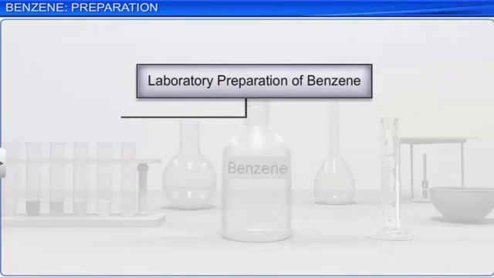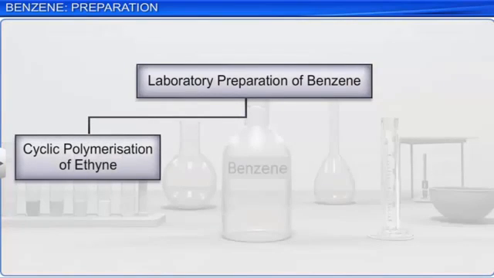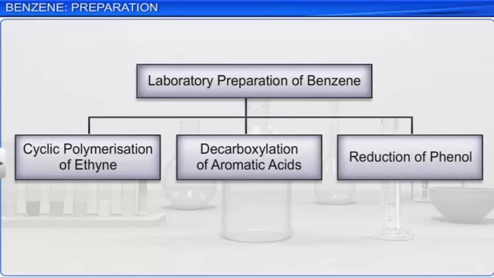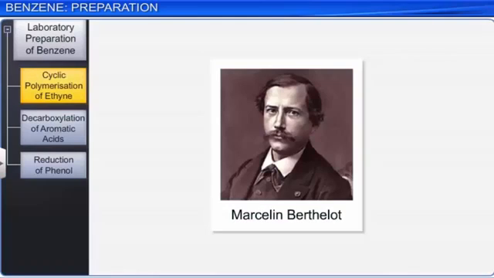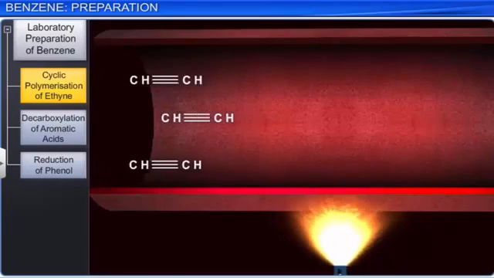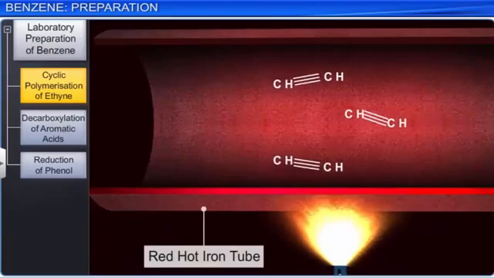Cyclic polymerization of ethyne, decarboxylation of aromatic acids, reduction of phenol. Let's look at the cyclic polymerization method. Benzene was first synthesized by Marcellin Berthold by passing ethyne through a red-hot iron tube at 873 Kelvin.